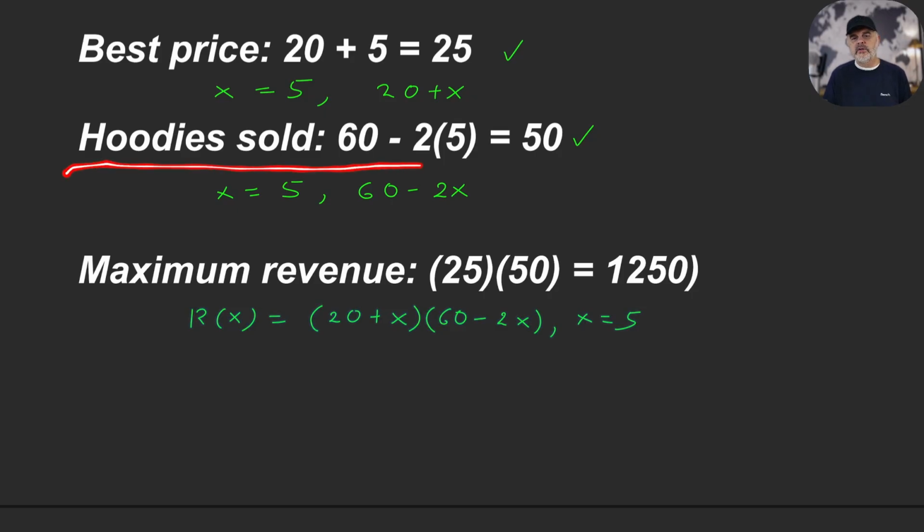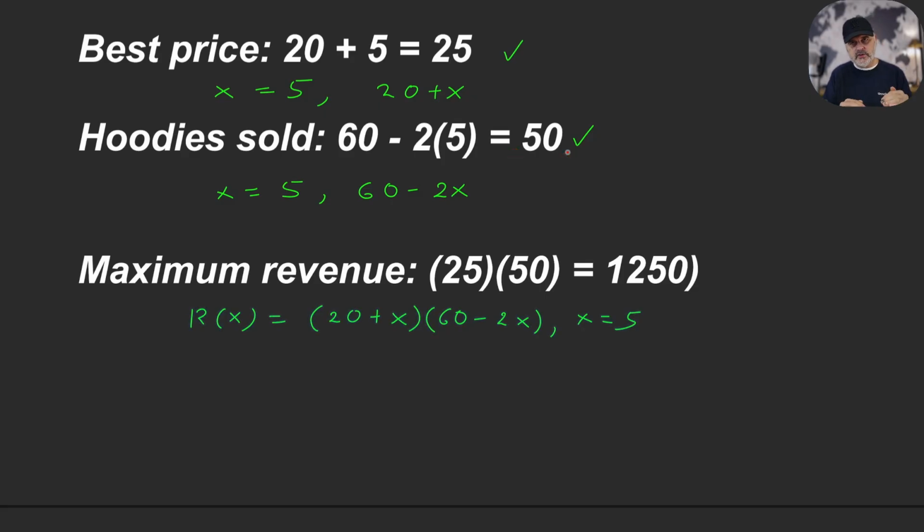Now, for the number of items, we have 60 minus 2x. So x is just a number. It represents the multiples of the changes that we have to implement. So 60 represents the number of units sold, hoodies, minus 2 times 5, so minus 10 hoodies. So the maximum revenue is going to take place when the price is $25 and the number of hoodies sold is 50.